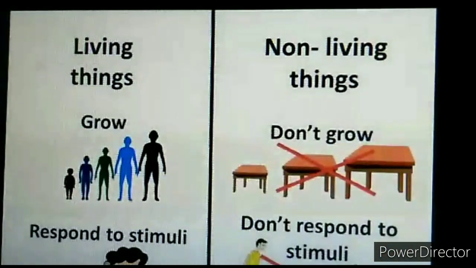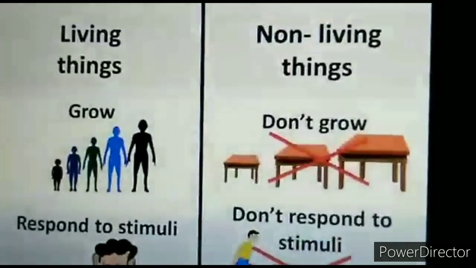Living things grow, but non-living things don't grow. All living things respond to stimuli. Many organisms show emotions like anger and joy in response to stimuli, but non-living things don't respond to stimuli. Living beings are born, they grow, and finally they die.